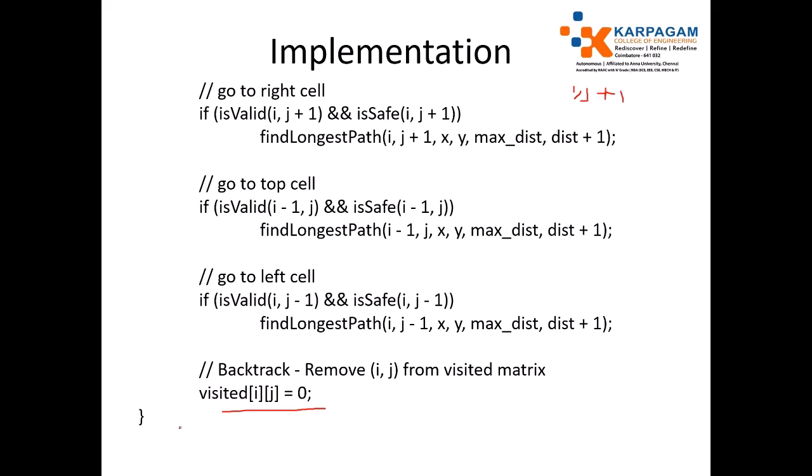If you are not able to move further, you have to backtrack and reset the value you already set. You have set some value for visited of i j, and that has to be reset. Initially it was set as 1. Now if there is no path available, you have to reset it by setting the value as 0 in the particular location, visited of i comma j. This is the backtracking method. That's all.